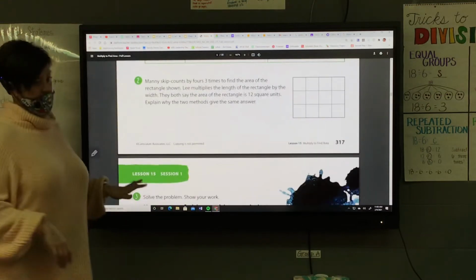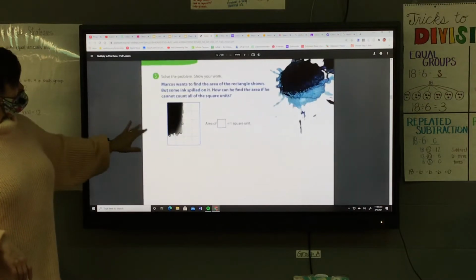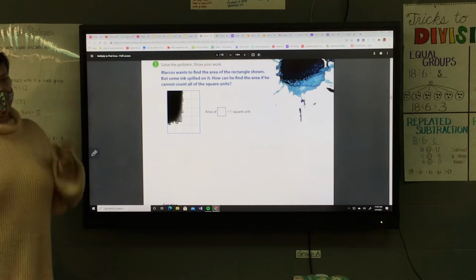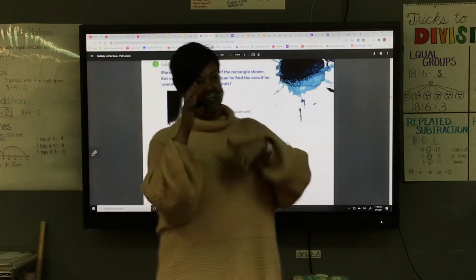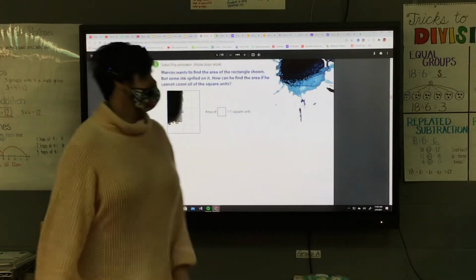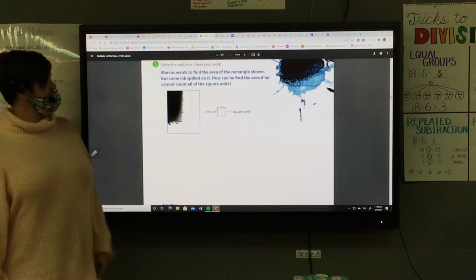Okay, let's look at, oh, we had more ink spilled. Do you remember that from yesterday? Do you think we can still find the area, even though part of that is covered? Yep. Are you sure? I don't know. Let's read to see about Marcos.